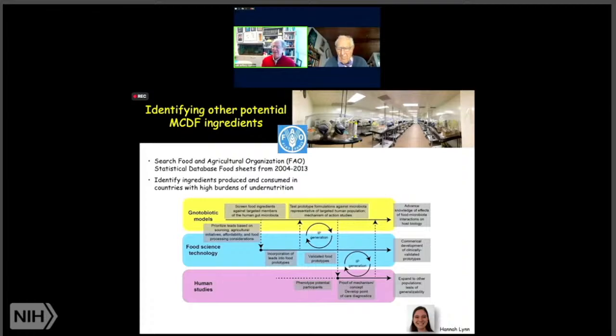Anna Lynn, an MD PhD student in the lab, is performing these sorts of analyses where different foods, complementary foods, consumed by populations in different parts of the world are screened for their effects on microbial communities from undernourished populations living in these parts of the world, where these food ingredients are culturally acceptable, have satisfactory organoleptic properties, and come from sustainable sources.